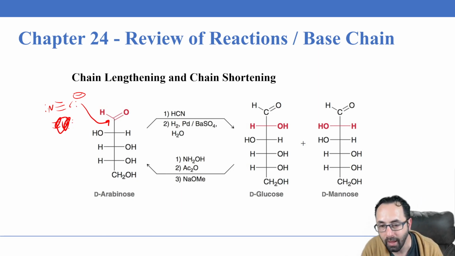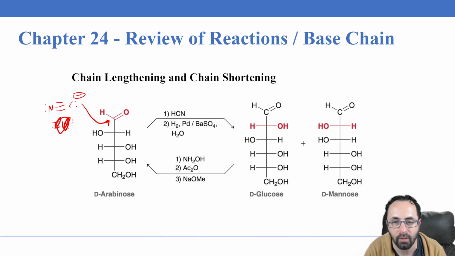Finally, we have the polysaccharide versions of glucose, very common in food. The starch has the alpha-glycosidic linkage between glucose monomers. The cellulose, which is the structural material of plants, has the beta 1,4-glycosidic linkage. And finally, we ended with this summary of reactions.